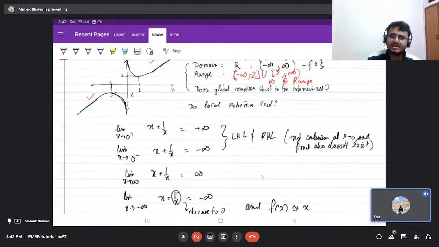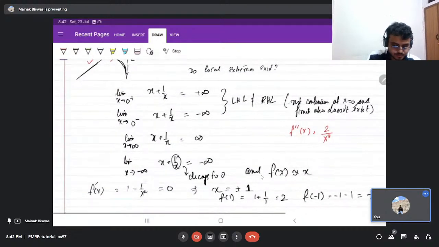We can also take the second derivative. It will be very easy, the second derivative test, if it is greater than 0. So you can see that f double dash x is equal to 2 by x cube. So you can clearly see from this equation.